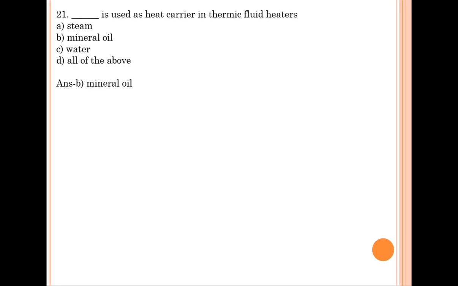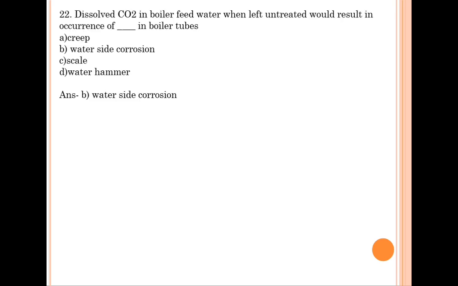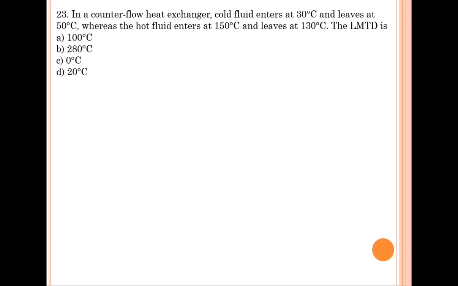Dash is used as heat carrier in thermic fluid heater. Please go through the book. Here option B is the right answer. This is the mineral oil. In a thermic fluid heater, mineral oil is used to carry the heat. Dissolved CO2 in boiler feed water when left untreated would result in occurrence of dash in boiler tubes, because CO2 is responsible for corrosion. So B, water side corrosion, is the right answer.